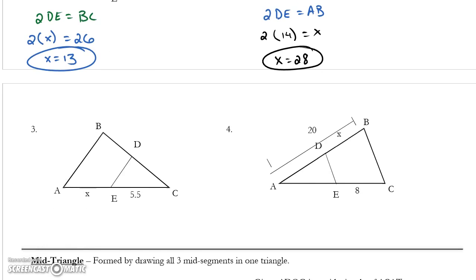When we look at examples 3 and 4, they're slightly different. DE is still a midsegment, but I'm using a different property of my midsegment. Now, I'm not using the fact that they're parallel or the fact that DE is half of AB. I'm using the fact that segment DE is a midsegment, meaning it cuts these two sides in half. It is meeting at midpoints. That means x has to be equal to 5.5 because E is a midpoint and AE is congruent to EC.